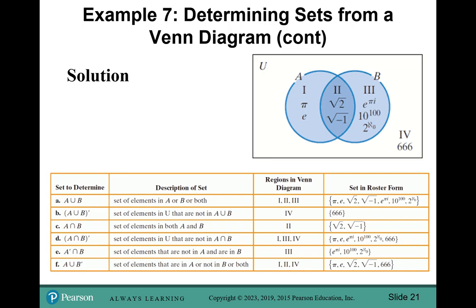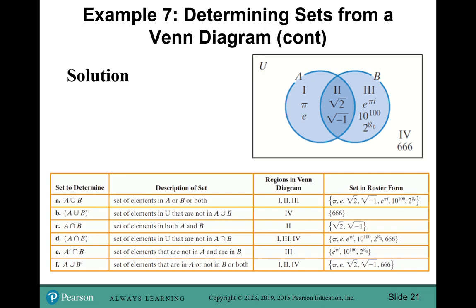So, let's look at the first one, A union B. That is the set of elements in A or B or both, which is basically everything in the highlighted blue region here. It includes regions 1, 2, and 3. All these numbers in A and B. So it includes pi, e, square root of 2, square root of negative 1, e raised to the pi i, 10 to the 100th, and 2 to the n naught. So if we wrote that in roster form, it's right there lined up with A.